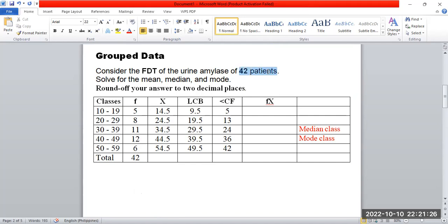Consider the FDT of the urine amylase of 42 patients. So this is only a sample. Kasi 42 patients lang. For urine lang siya. Urine amylase. So this is a sample size. So ang gagamitin nating formula is the n, which is the small letter n.